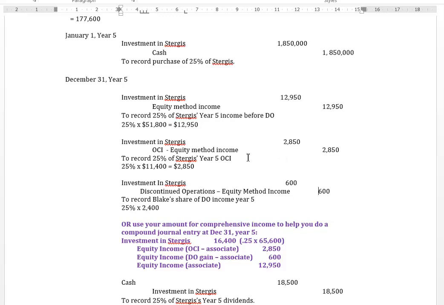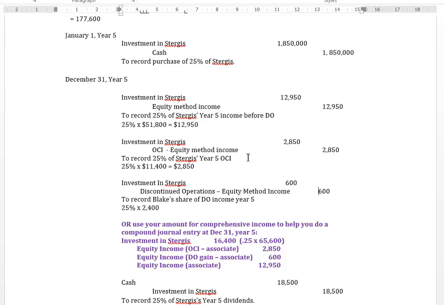Now, before we go on to show you a compound journal entry, and how instead of making 3 entries you can make 1, I think it's important that we repeat an item that we've probably talked about before in class. Even if Blake doesn't have any OCI on its own, even if Blake doesn't have any discontinued operations, if its associated companies do, we have to pick up our pro rata share. So you don't have to have a discontinued operation or any OCI in your own separate entity statements. The fact that a company you significantly influence does, you've got to pick up your share of that whether you got some or not. All right?